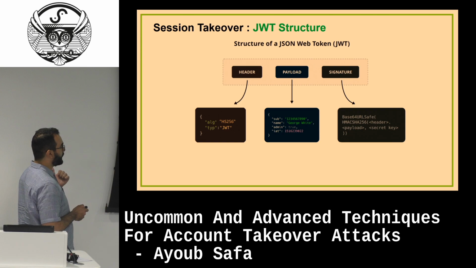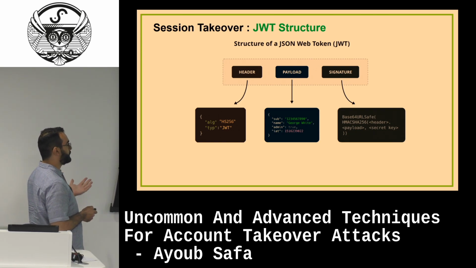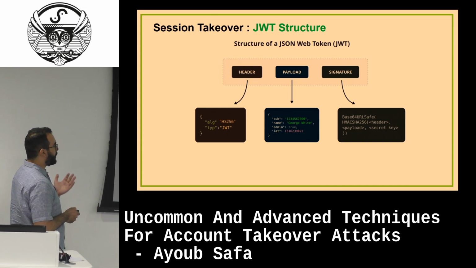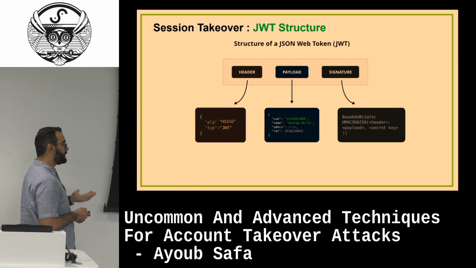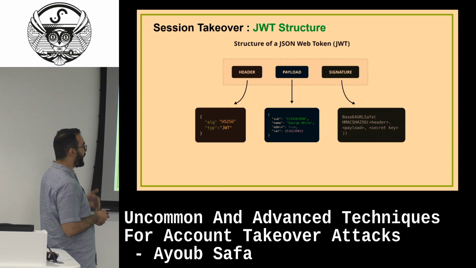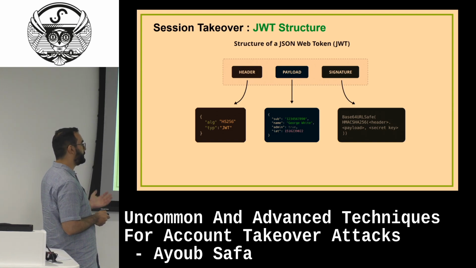This token consists of, as we said, three JSON objects. The first one is the header, where we define our signing algorithm. In the payload is where we define some information related to that token itself. For example, we find the expiry date, the user ID, and whether the user is an admin or not.